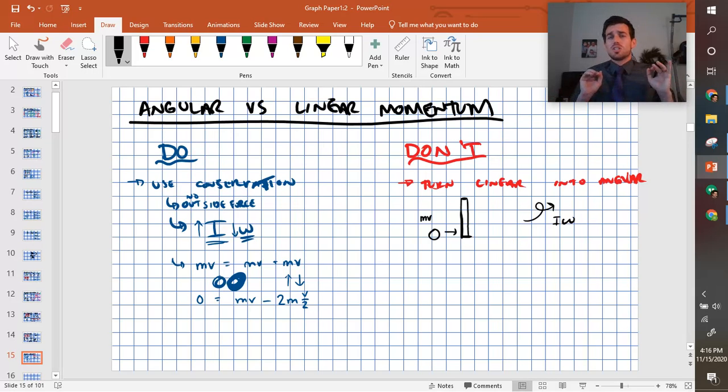So they're totally separate. Don't ever turn linear into angular. That's always a trap answer if it says linear momentum turns into angular momentum or vice versa. So be really, really careful with that. If you do want to make a comparison, though, and this is where it gets a little bit dicey, we can write angular in linear terms.